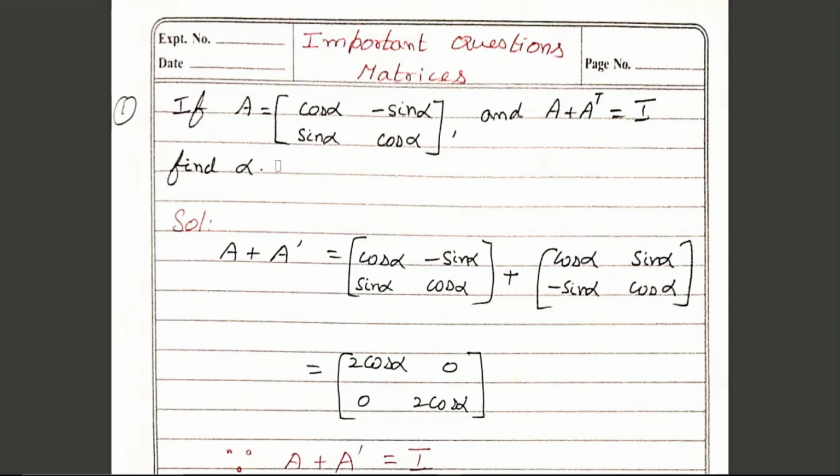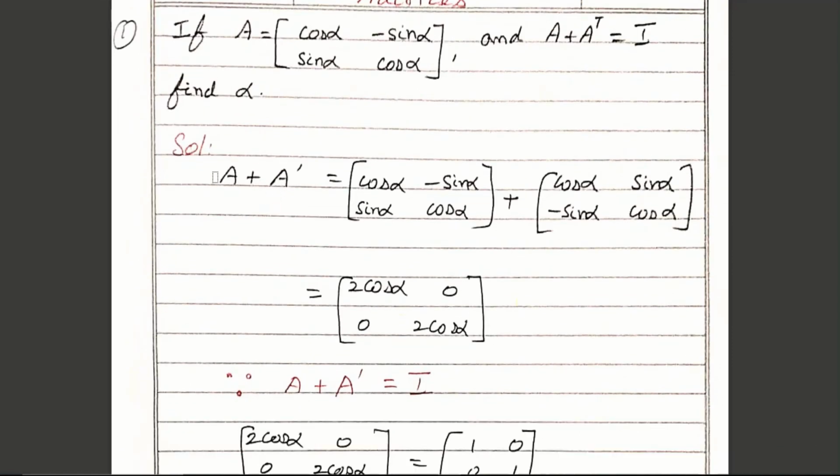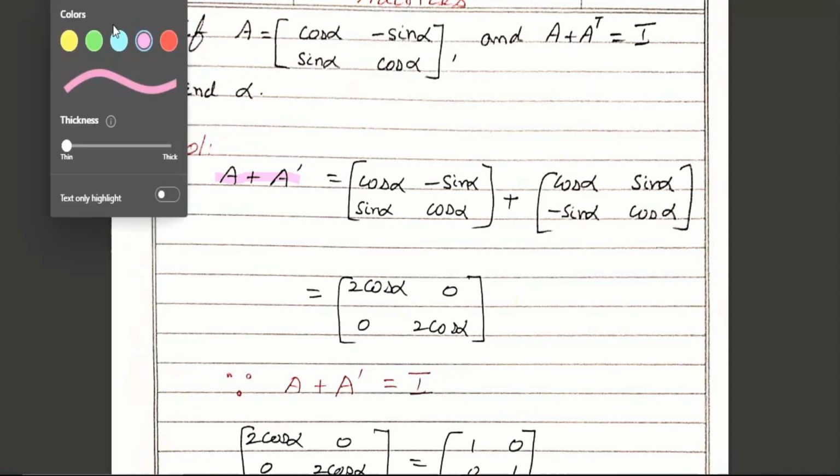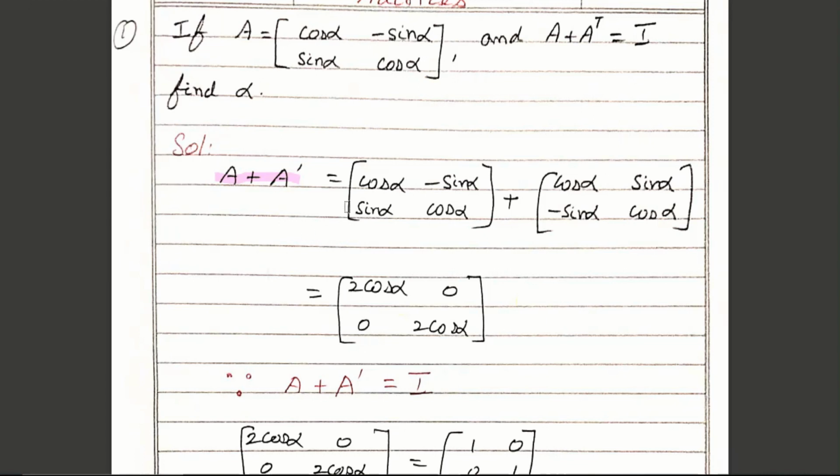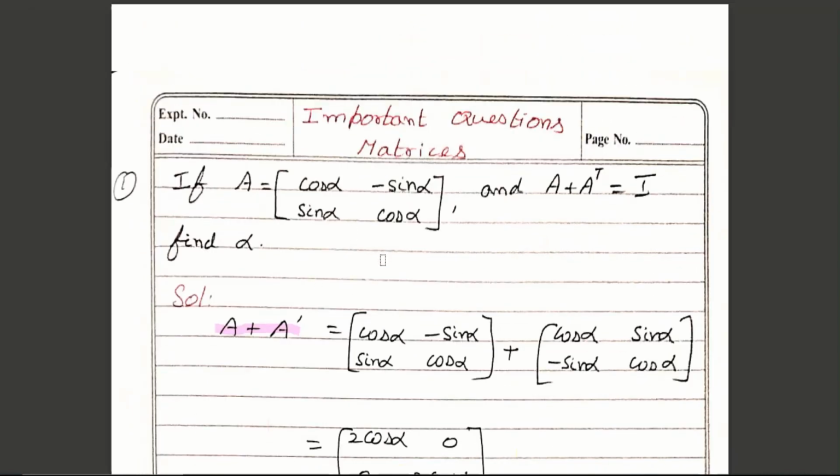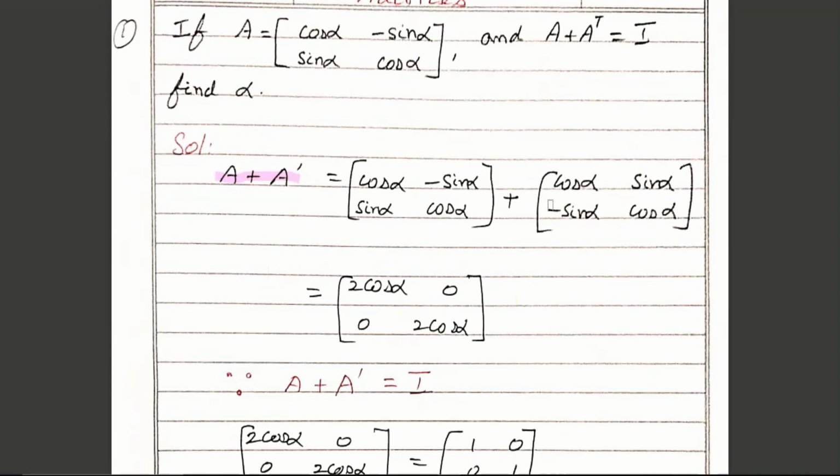Find alpha. Very simple. So A plus A transpose is equal to I, so what can we do? A transpose, I think you all remember, otherwise watch the old video: interchanging of rows and columns. So this is the A matrix written as it is. This is the A transpose matrix. So if I add, it becomes, matrix addition, if the order is same, we can add the matrices. Of course, we can add the matrices here. When we add, we get this resultant matrix: 2 cos alpha and 0, 0, 2 cos alpha.